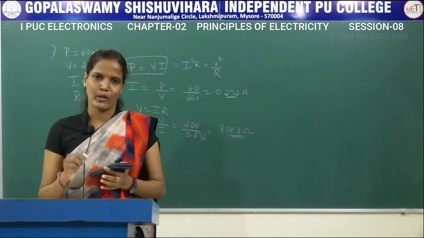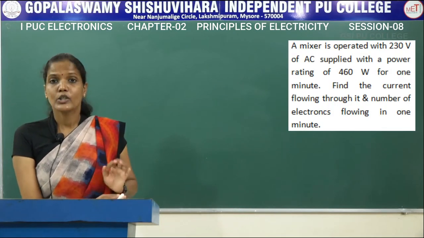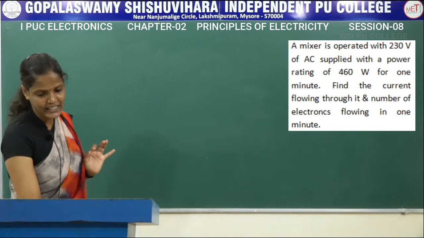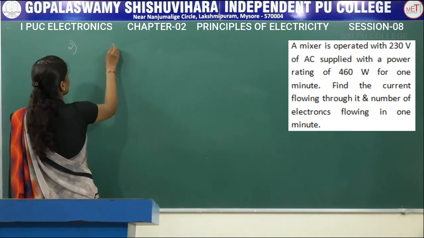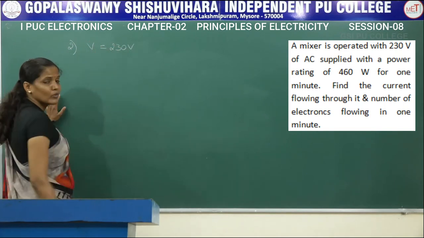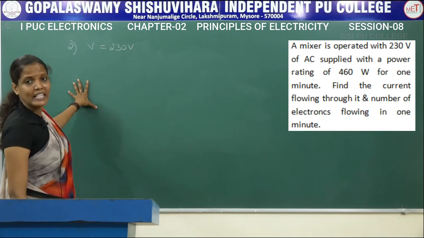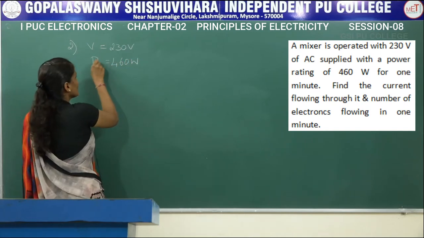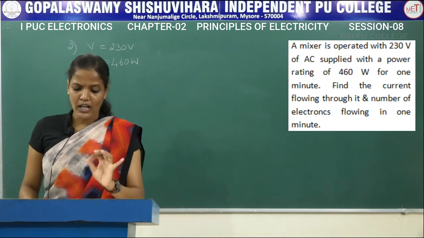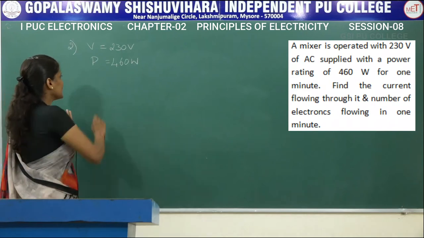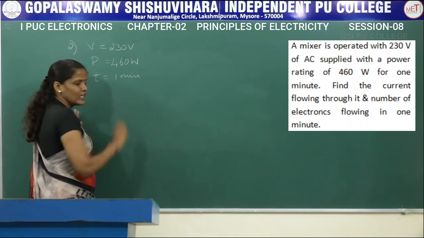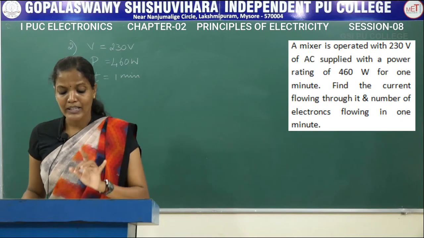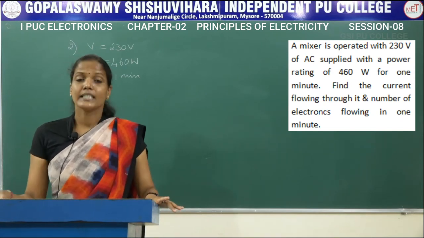Now we'll move on to the next problem. A mixer is operated with 230 volts of AC supplied with a power rating of 460 watts. 230 volts of AC is the voltage, with a power rating of 460 watts. Watt is the unit of power, so P is equal to 460 watts. For 1 minute, they are telling you the time. Then find the current flowing through it and the number of electrons flowing in 1 minute.